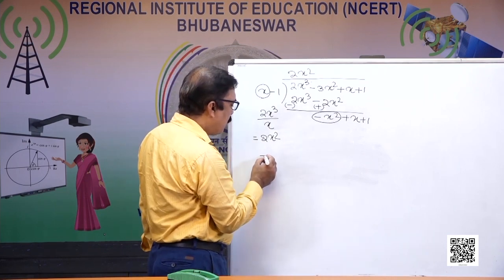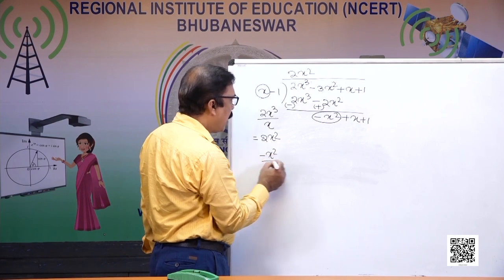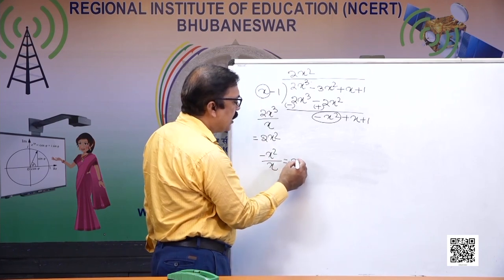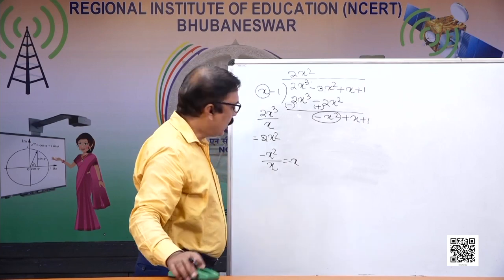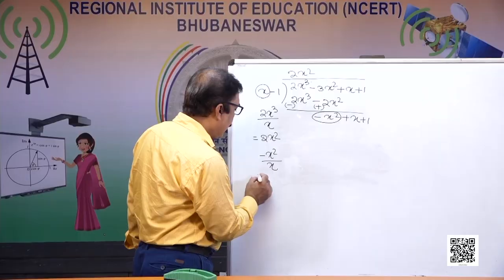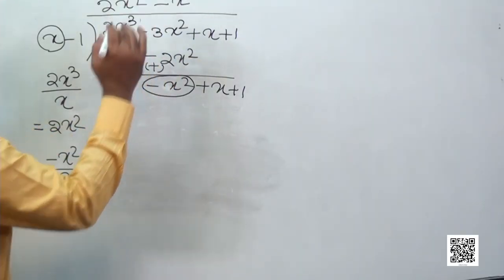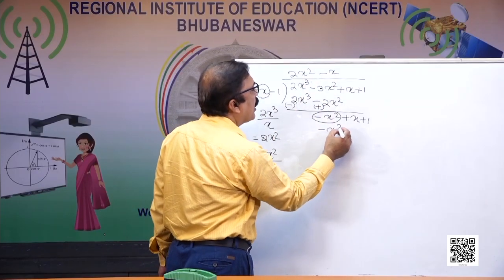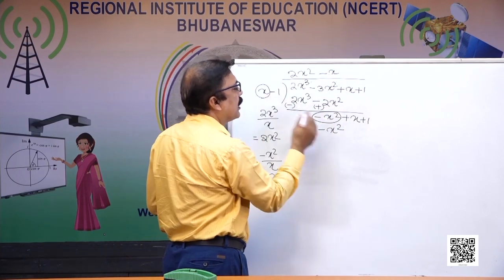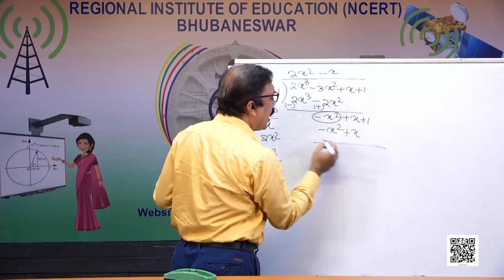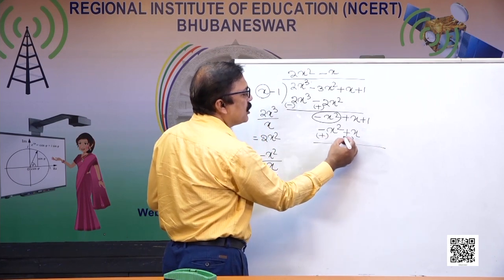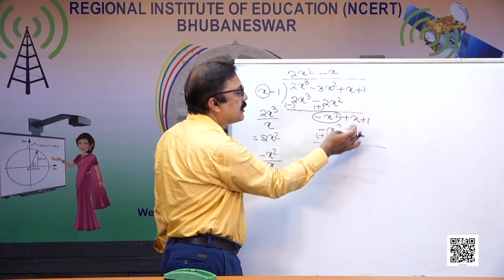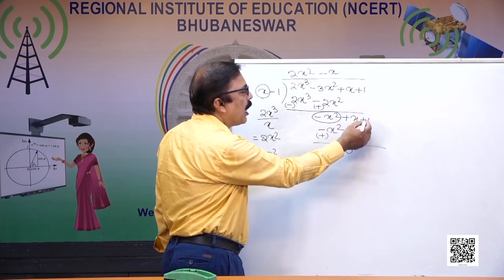So we have to divide minus x square by the first term of the divisor, that is x, that gives minus x. So we can write minus x here in quotient. So minus x into x gives minus x square, minus x into minus 1 gives plus x. Now subtract. To subtract, we have to change the sign. So minus x square plus x square becomes 0, plus x minus x becomes 0, and the rest is to be written here.